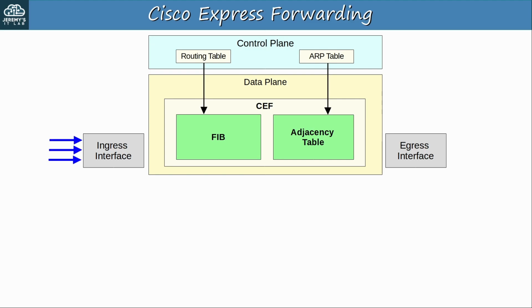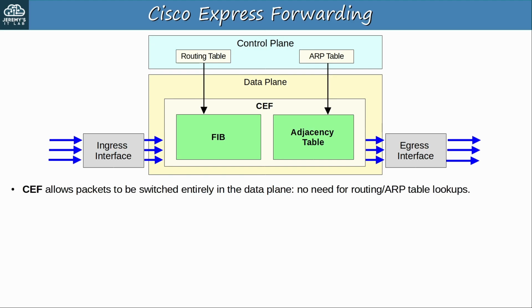Now, after the FIB and Adjacency Table are built, they handle the packet forwarding process. CEF allows packets to be switched entirely in the data plane. No need for routing and ARP table lookups. Ideally, CEF will be using ASICs and TCAM, which allows routers to process packets extremely quickly. But as I said before, even in software-based routers, CEF is used.